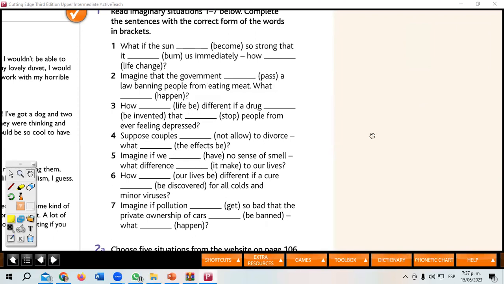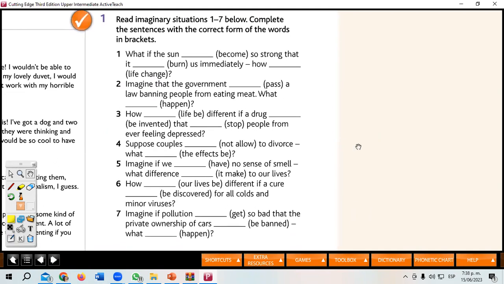How will life be different if a drug was invented that stopped people from ever feeling depressed? Okay, how would life be different if a drug was invented that stopped people from feeling depressed? Yes, correct. Okay. Next, another volunteer.